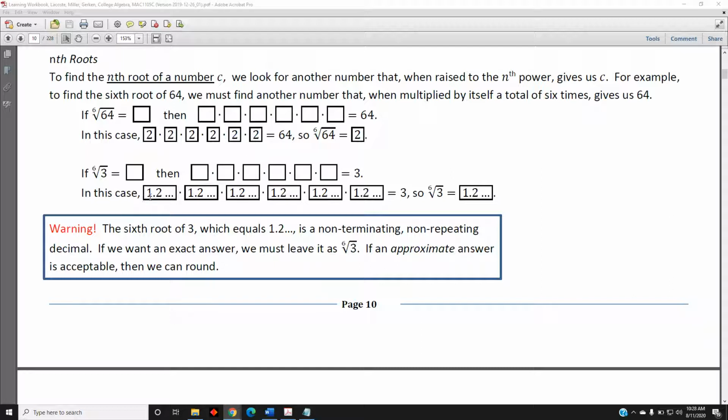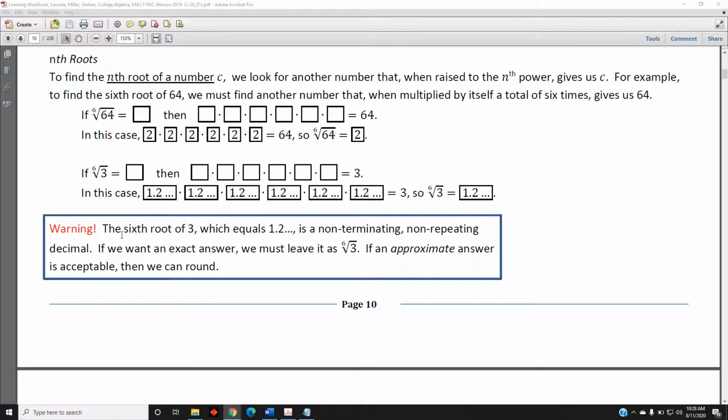In this case, 1.2 dot dot dot times 1.2 dot dot dot times 1.2 dot dot dot times 1.2 dot dot dot times 1.2 dot dot dot times 1.2 dot dot dot equals 3. We could also say 1.2 dot dot dot raised to the sixth power equals 3. Reversing that statement, the sixth root of 3 equals 1.2 dot dot dot.